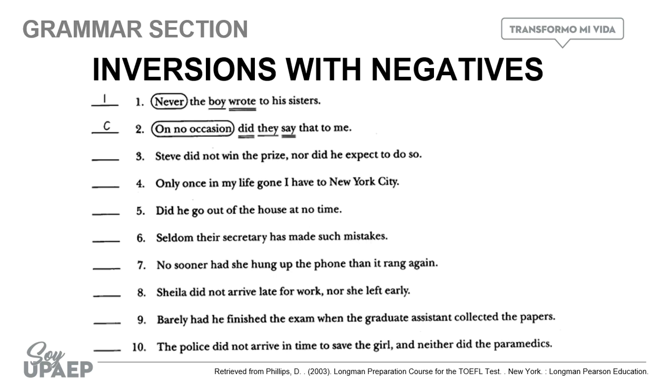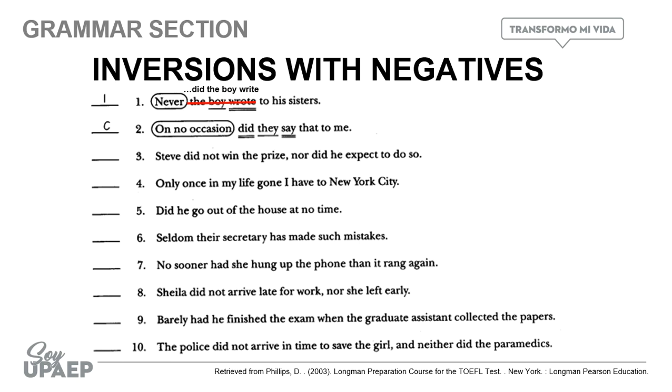Let's do these exercises. Let's do number 1 and 2 together, and then you can answer the other 8 on your own. Number 1, never the boy wrote to his sisters. This sentence is incorrect. Why? Because if you notice, you are starting with a negative word and there is no inversion. An inversion is necessary. So, how does that happen?